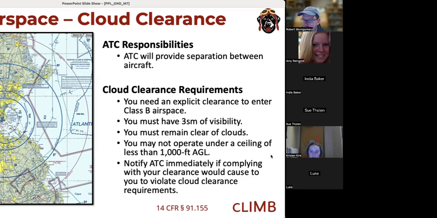If you can't maintain this cloud clearance and maintain the assigned heading and altitude and keep 3 statute miles of visibility and clear of clouds, well, in that case, what you're supposed to do is notify ATC immediately, and they will, you can turn to stay out of the cloud, right? But you got to talk to ATC immediately and they'll give you an amended clearance. Okay. So that's just something to be aware of.